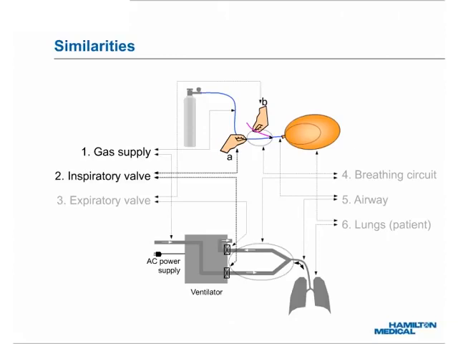2. Hand A in the model corresponds to the inspiratory valve. 3. Hand B in the model corresponds to the expiratory valve. 4. The blue and pink tubes between the Y-piece and the two hands correspond to a breathing circuit. 5. The blue tube piece between the Y-piece and the balloon corresponds to the airway. 6. The balloon corresponds to the lungs of a ventilated patient.